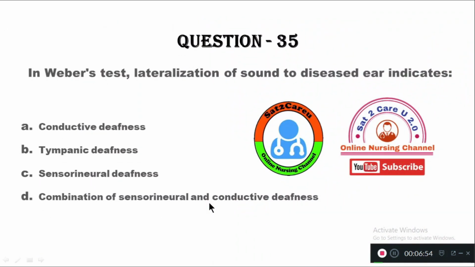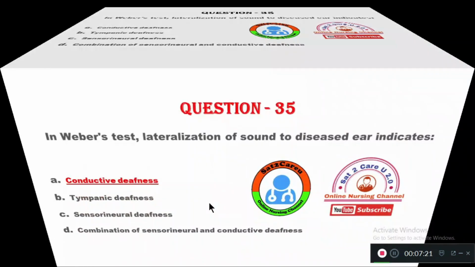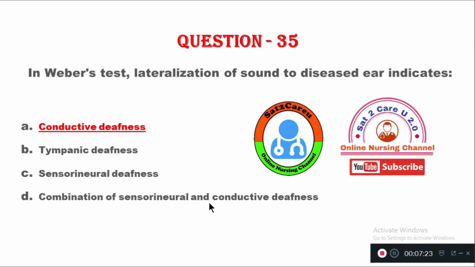Question number 35. In Weber's test, lateralization of sound to the diseased ear indicates: Option A, conductive deafness. B, tympanic deafness. C, sensorineural deafness. Option D, combination of sensorineural and conductive deafness. In Weber's test, we can identify that the client has conductive deafness.